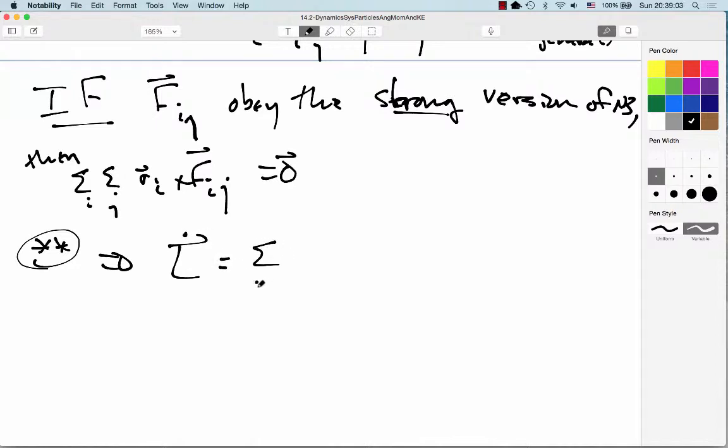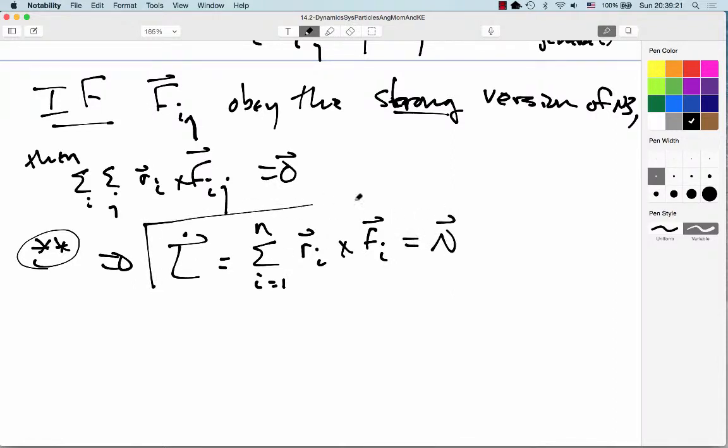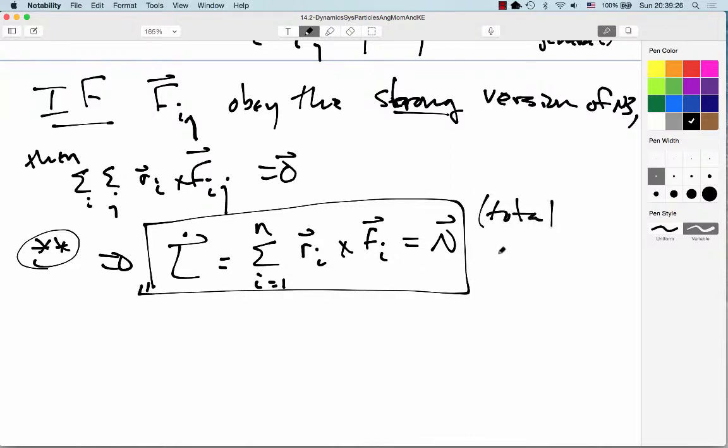In that case, double star vanishes and L dot equals the sum from i equals 1 to n of r_i cross F_i external, which we identified as the total torque. So we can only get away with that if the internal forces obey the strong version of Newton's third law. Fortunately, they often do.